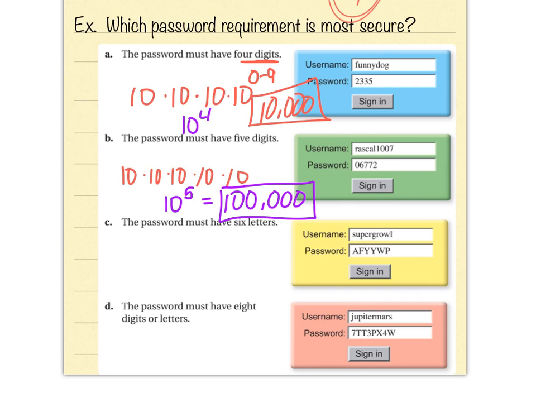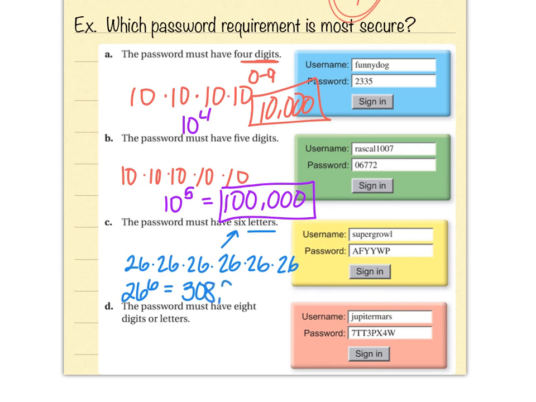Part C, the password must have 6 letters. Now, okay, think about this. Letters, how many letters are there? Right, in the alphabet, there's 26, and you're choosing 6. So 26 times 26 times 26 times 26 times 26 times 26. That's going to be a huge number, right? Way more than what we've had so far. You could just type 26 to the 6th power into your calculator, 6 being the number of times you are multiplying 26. And that's going to be 308,000,000, oh my gosh, 915,776. That is a ton of possible passwords that you could come up with.